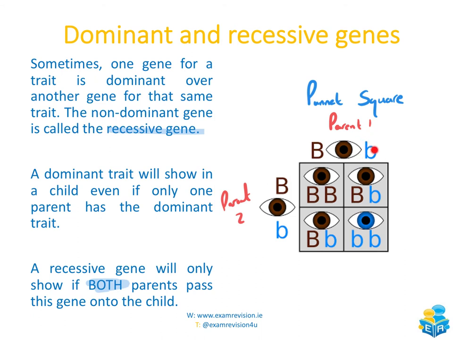Over here, if parent number one passed on the blue allele and parent number two passed on the brown allele, again, the brown is going to win out, so the child is going to have brown eyes. But if parent number one passed on the blue allele and parent number two passed on the blue allele, then the child is going to have blue.